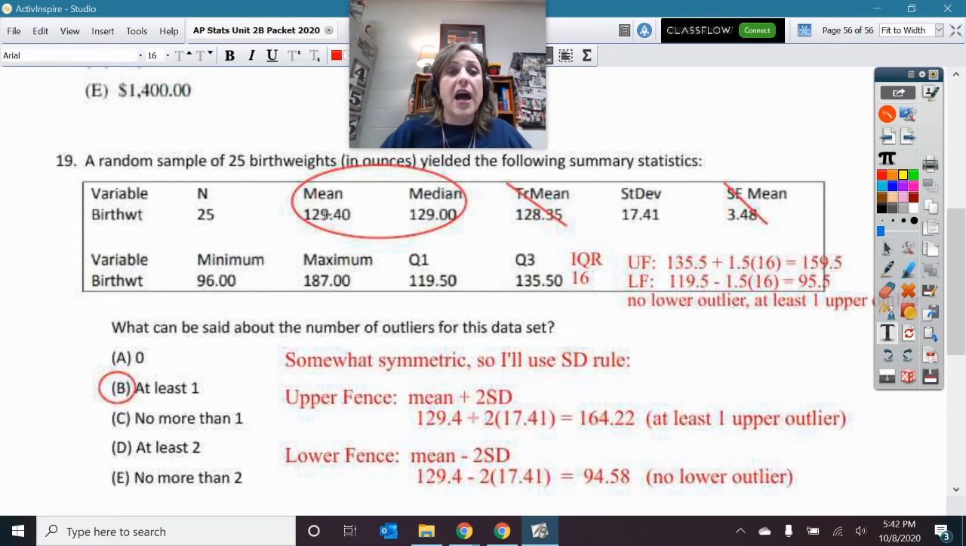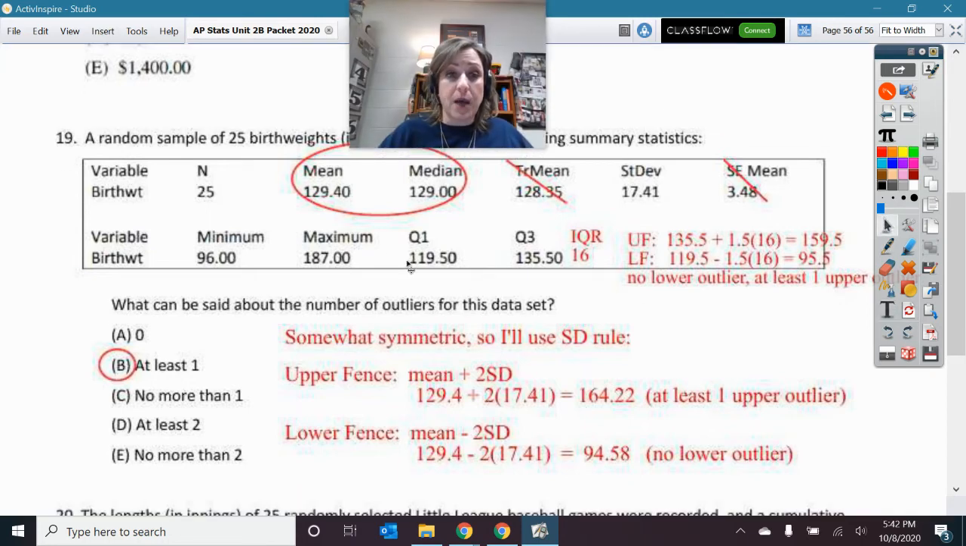Okay, 19. I looked at this and thought, that's about symmetric. So I did the standard deviation rule, but I checked whether you did the standard deviation outlier rule or the upper and lower fence outlier rule. Either one, they both had no lower outliers and at least one upper. I don't know how many upper. I just know that the max is an upper outlier. It's above the upper fence. The minimum is not below the lower fence. So the max is above the upper fence, so there's that one, or however many more are in between the fence and it.